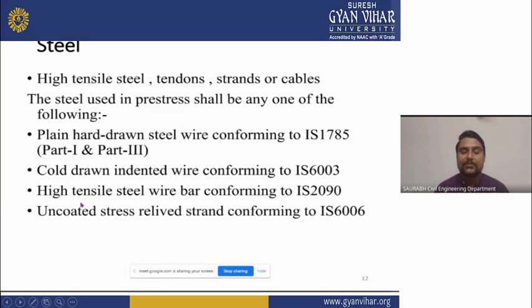Now we will see what kind of steel we use for pre-stressed concrete. High tensile steel, tendon, strand or cables. The steel used in pre-stressed concrete shall be any one of the following. First, plain hard drawn steel wire conforming to IS 1785 part 1 and part 3. Cold drawn indented wire conforming to IS 6003. High tensile steel wire bar conforming to IS 2090. Uncoated stress relieved strand conforming to IS 6006.